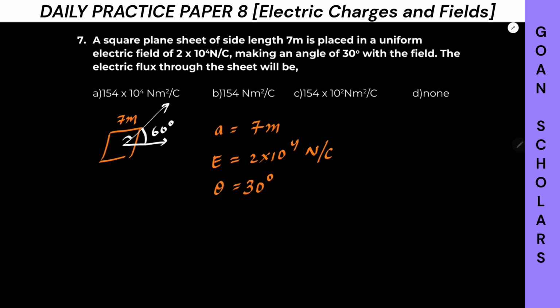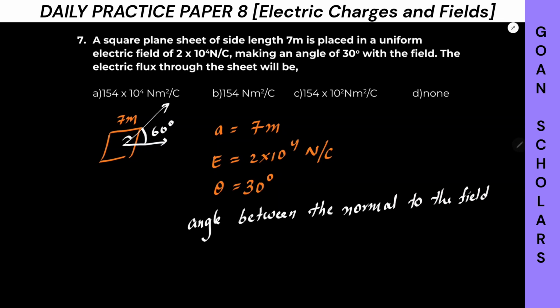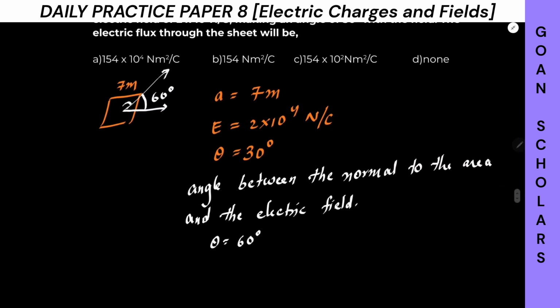So let me write here, we always take the angle between the normal to the area and the electric field. Correct? Great. So this will be theta equal to 60 degree. You have to take into account here, not 30 degree. Okay. The electric flux you have to find.